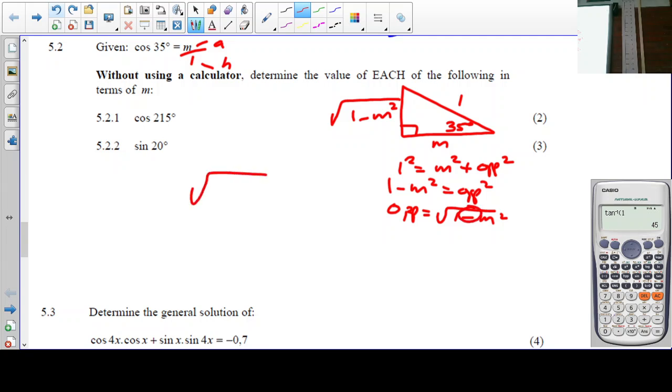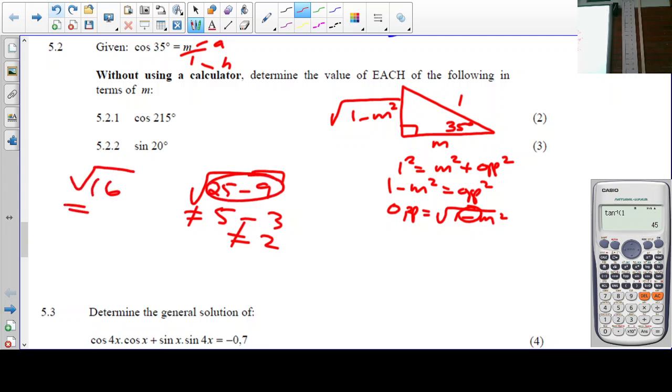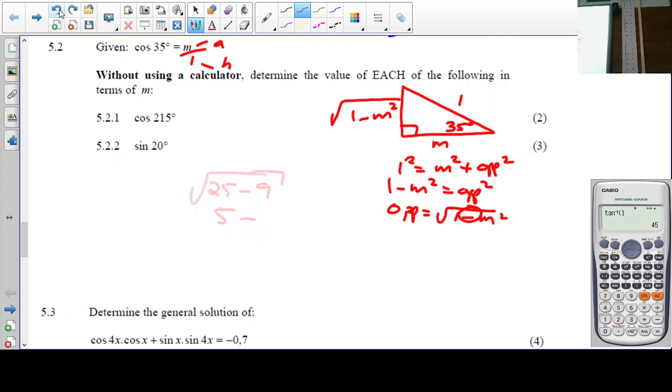It's like if we had 25 minus 9. Can we say that is 5 minus 3, which is 2? No. We have to first simplify that to give us 16, and 16 the root thereof is 4. So whenever there's a plus or minus between it, we can't take the root thereof. We must first simplify before we take the root. However, if it was multiplication, you could have taken the square root thereof.